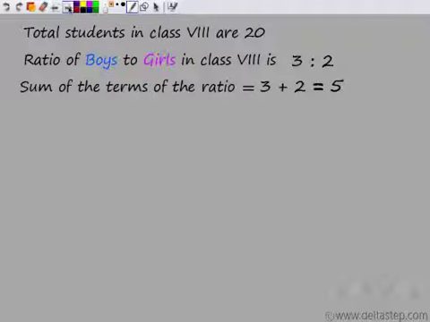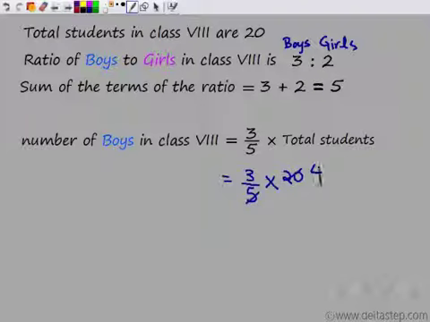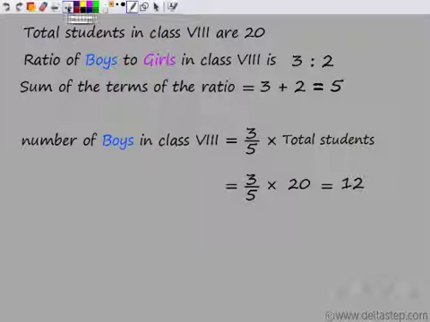So number of boys in the class would be 3 by 5 of total students. This is boys to girls. Number of boys would be 3 by total, which is 5, the sum of the terms. So 3/5 of the total students, which we already know are 20. So this is 3 times 4, which is 12. So the number of boys in the class comes out to be 12.